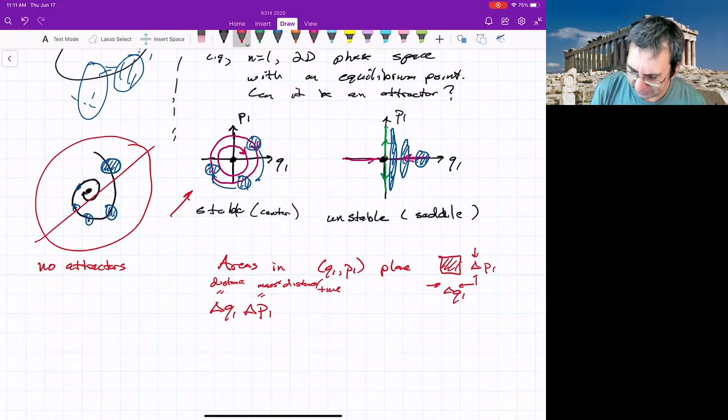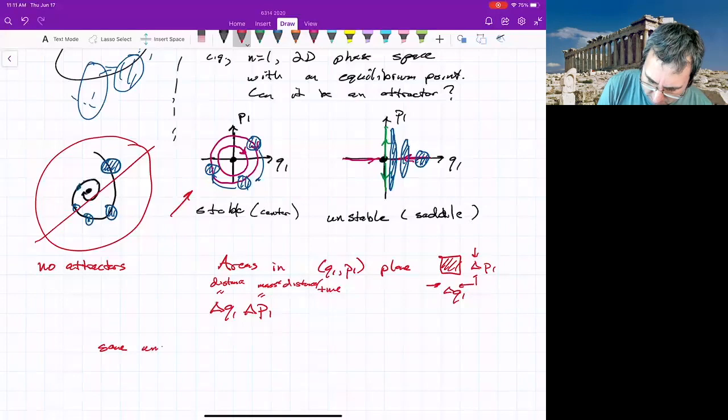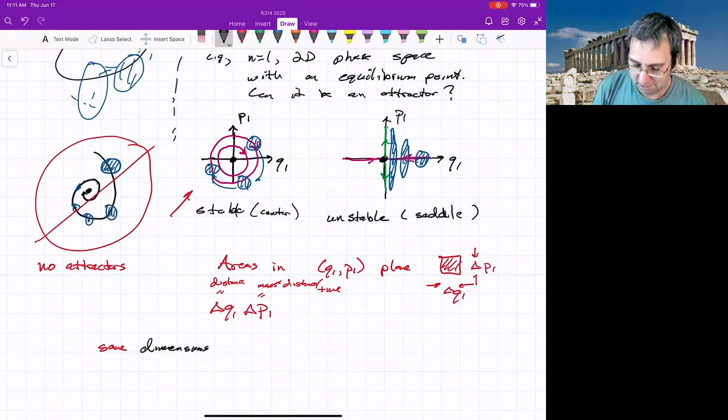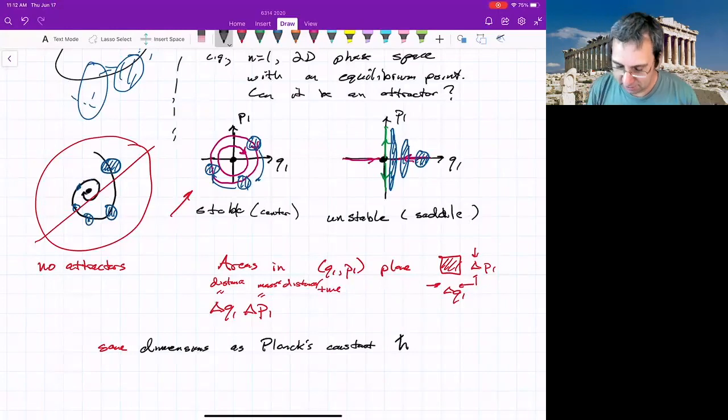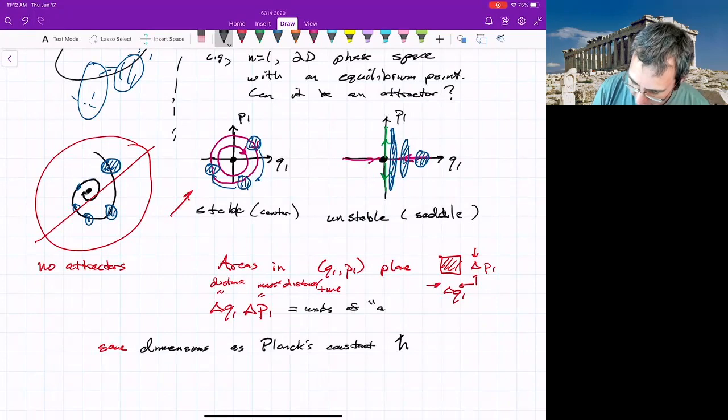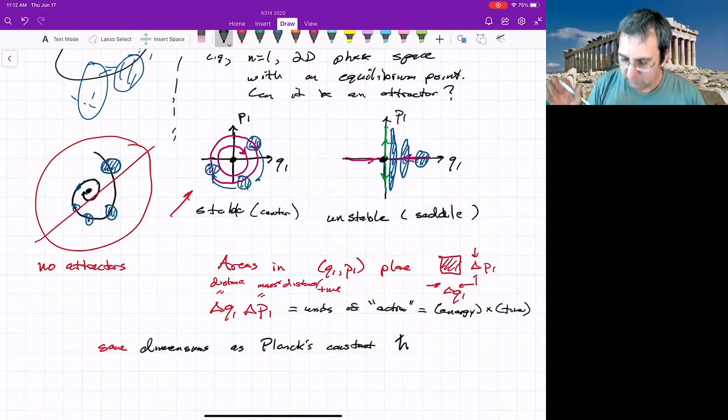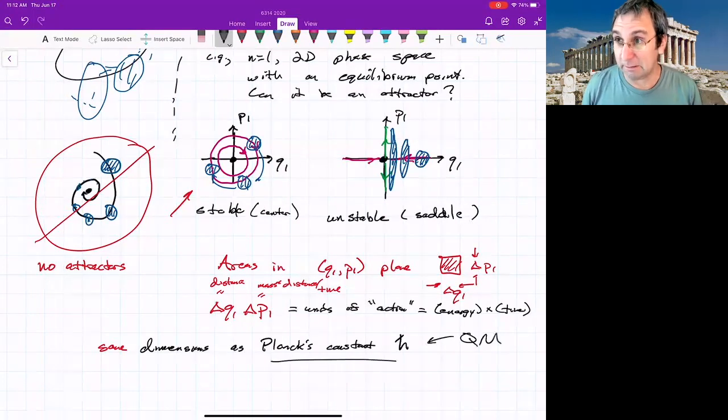And it ends up having the same dimensions as one of the fundamental constants of nature. And I even showed it up above, Planck's constant, h bar, which is something really small. I think sometimes these dimensions altogether are called action. So this has units of action. It's also the same as energy times time. So there's some hint there that maybe this is why there's some connection between Hamiltonian mechanics and Planck's constant, which is related to quantum mechanics. So maybe there's some connection there.